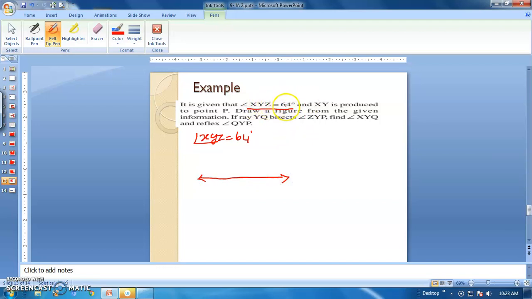XYZ equal to 64 degree and XY is produced up to the point. So here let us take it like this. So this one Y and this one X and this one Z. Okay, so now this is nothing but 64 degree. Is it right? XYZ equal to 64 degree, because 64 degree is an acute angle only. That's why I draw an acute angle here. According to the given information, this one is XYZ.